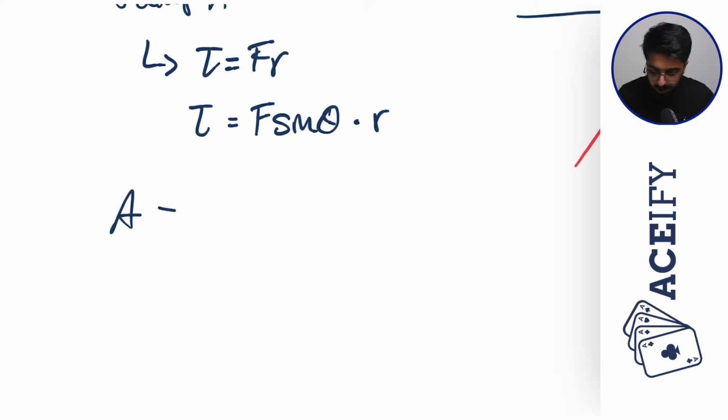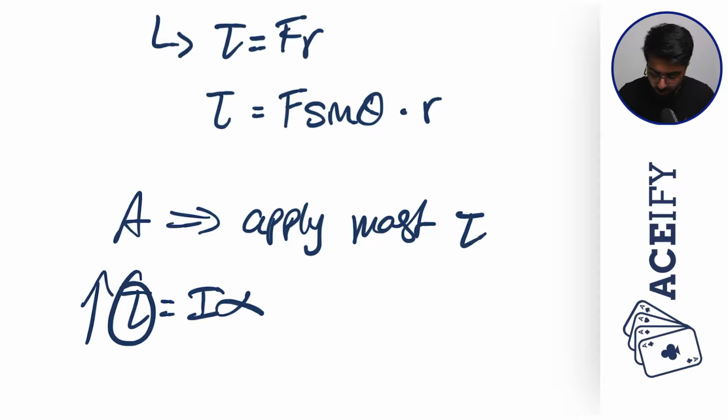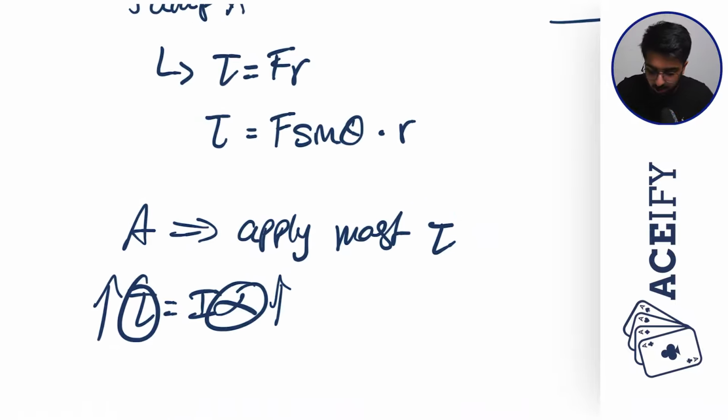So now that we established A applies the most torque, and as torque is equal to I alpha, if A applies a larger torque, therefore A will also result in a larger angular acceleration, and therefore it would rotate faster. And you can write that in some words.